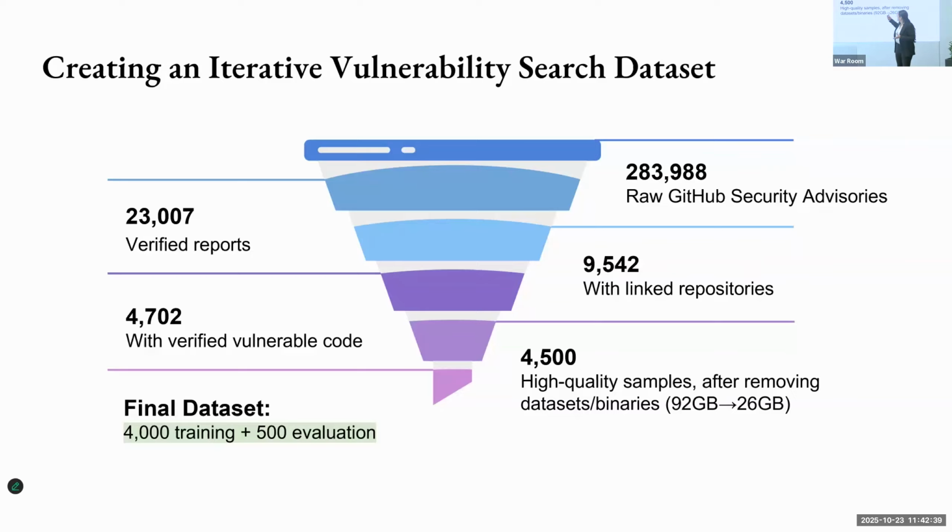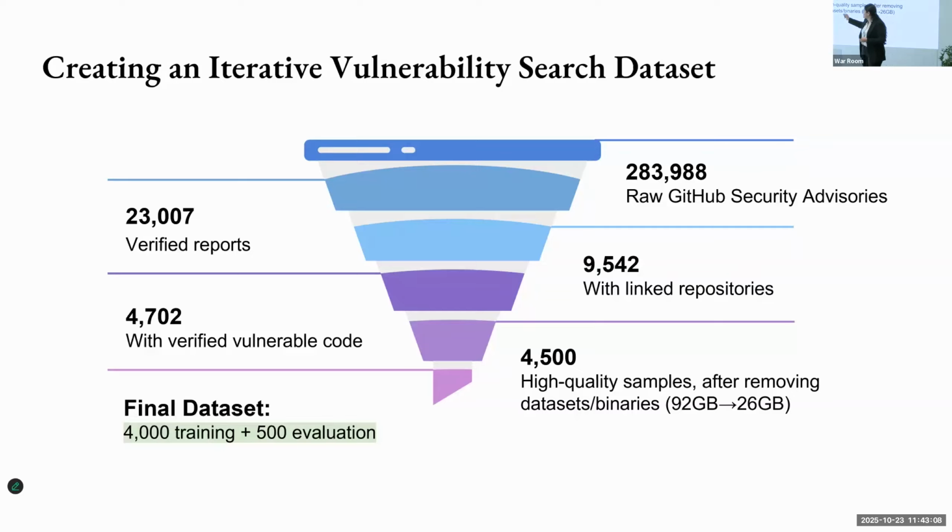Now, we would kindly consider 9,542, but then we realized that only 4,702 repositories actually had verified vulnerable code. What I mean by this is that they actually had proper issues and proper PRs that were linked to those issues, and they were resolved through those PRs. And basically now we have a system where we know what the vulnerable code segment is, what the vulnerable code chunk is, and that's how we're approaching the problem.